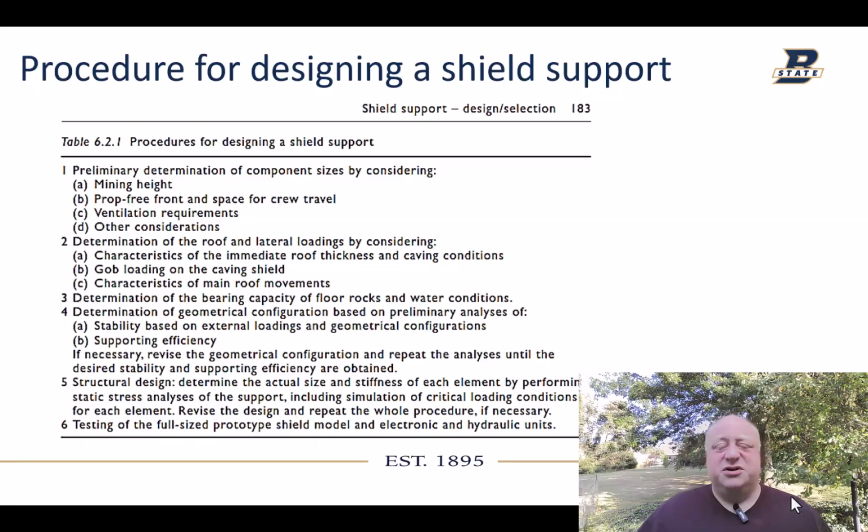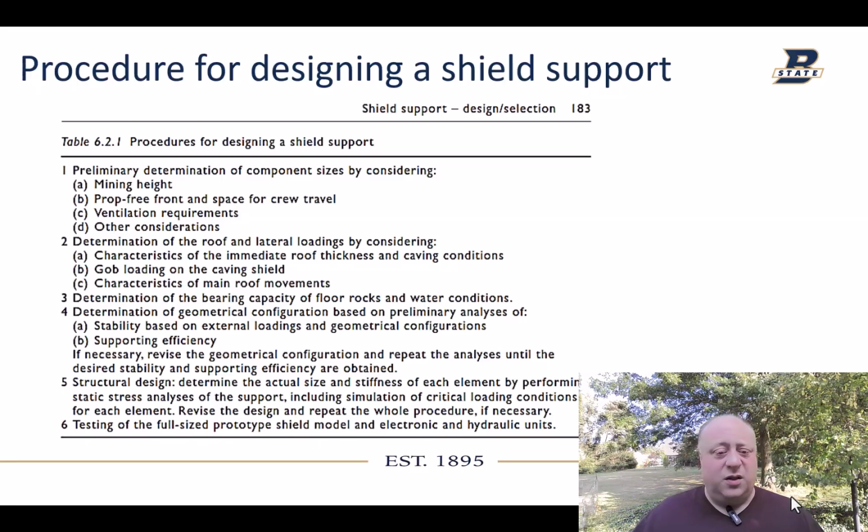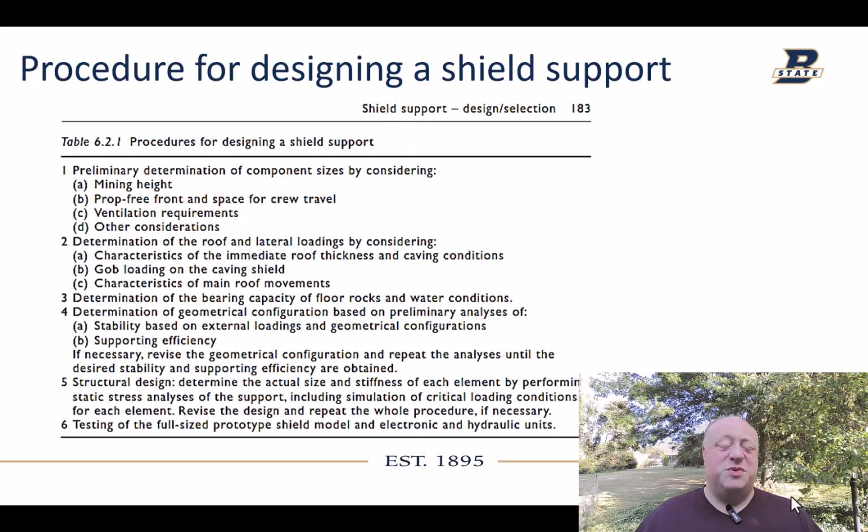So here's the procedure from Peng's Longwall Mining, 3rd edition, which is where all of this came from. The procedures for designing a shield support. So 1, preliminary determination of component sizes. So we're going to be considering the mining height, the prop-free front, so how much space you have in front of the legs, right, between the legs and the face conveyor. You also consider ventilation requirements, and then other considerations.